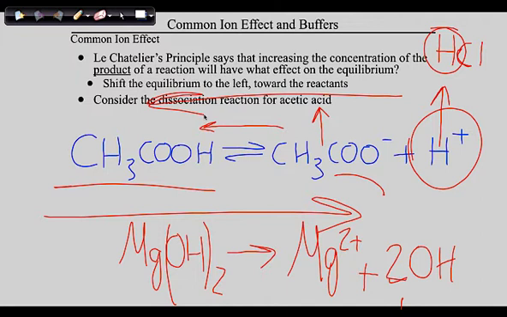So when we add a base to this hypothetical bucket of acetic acid, would that have the common ion effect? It wouldn't. It would shift the equilibrium. So the question is, what if we add a base? If we were to add a base to this, it would tie up protons, and that would decrease the concentration of protons and shift the equilibrium to the right.